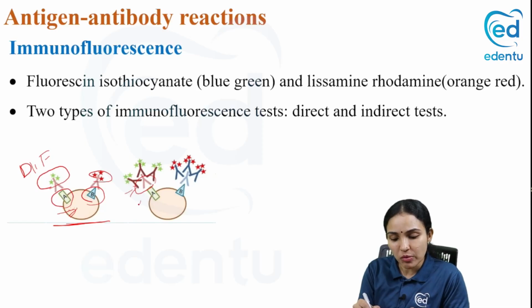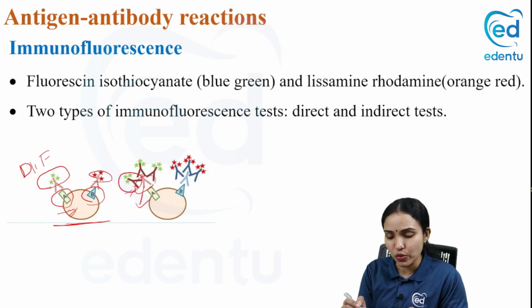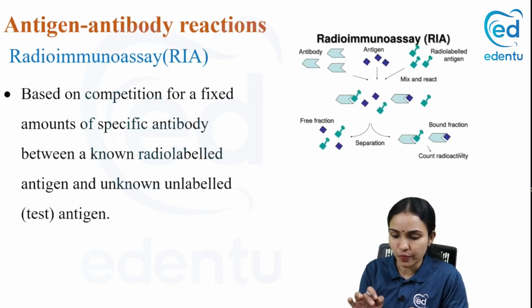So here you have a primary antibody which is present in the patient's serum, and you add the secondary antibodies conjugated with the fluorescent dyes. That is why it's called indirect immunofluorescence. It's mostly like your ELISA, but we are conjugating it not with an enzyme but with fluorescent dyes. So that is about immunofluorescence.